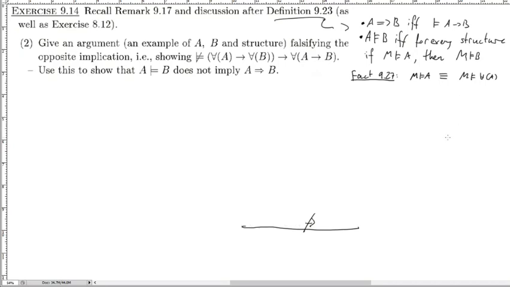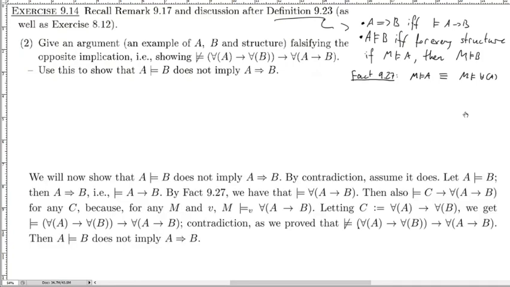Okay, so that was the first part. Now the second part here. We were asked to use this new information to show that B being satisfied by A does not imply that B is a logical consequence of A. Again, we're going to do this by contradiction. So we're going to assume that it does. We're going to assume that this implies that B is a logical consequence of A.